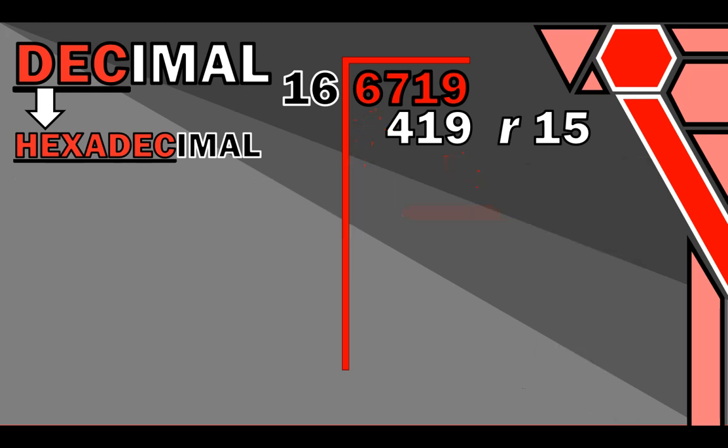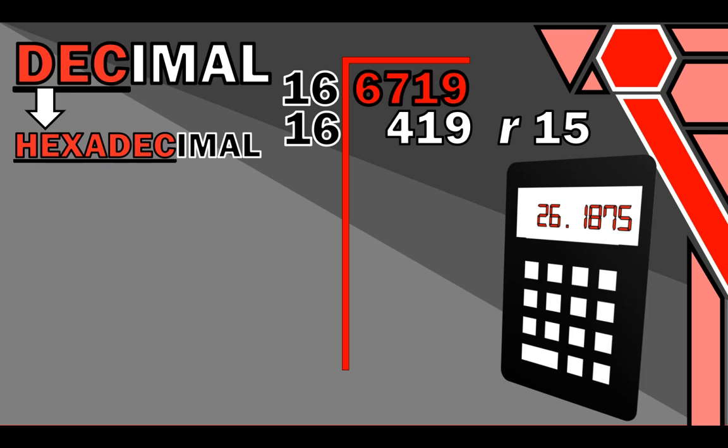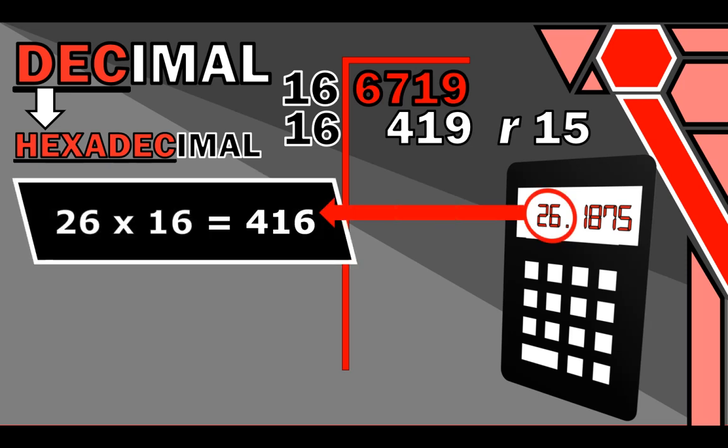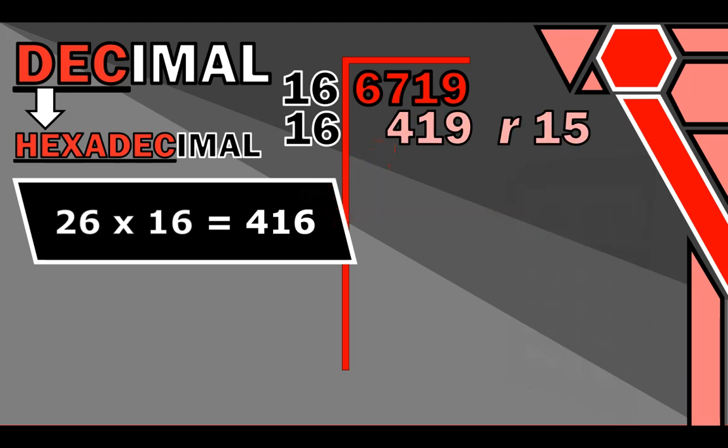Then we continue dividing by 16, so we take that 419 divided by 16, and we get an answer of 26 point something. Again, we ignore the decimal numbers, and we want to work out the remainder, which is going to be 26 times 16, which is going to be 416. The difference between 419 and 416 is 3. So that is the remainder. So we are left with an answer of 26 with a remainder of 3.